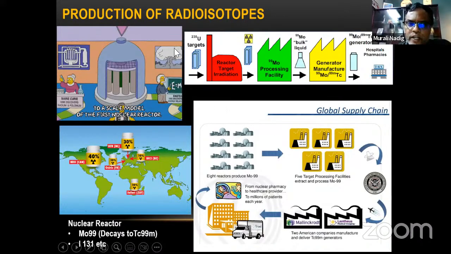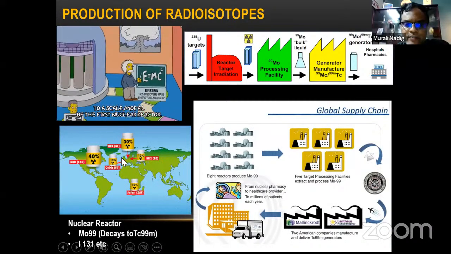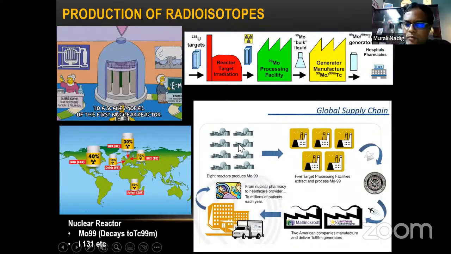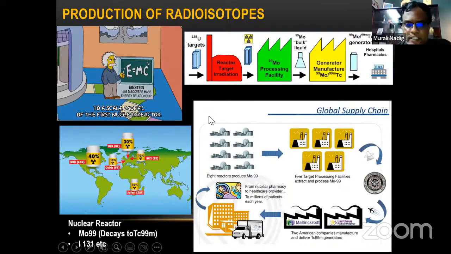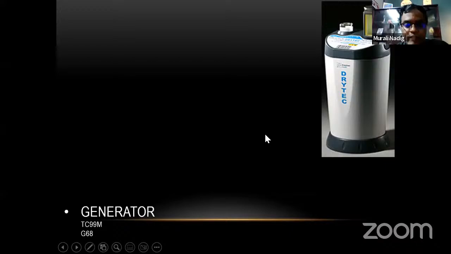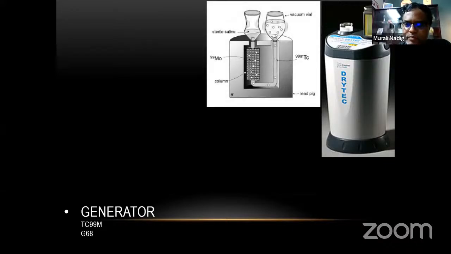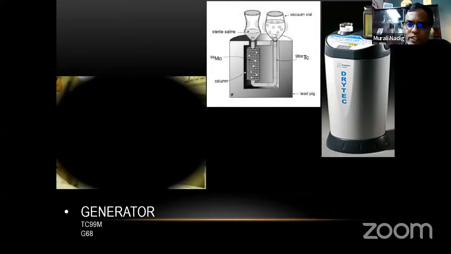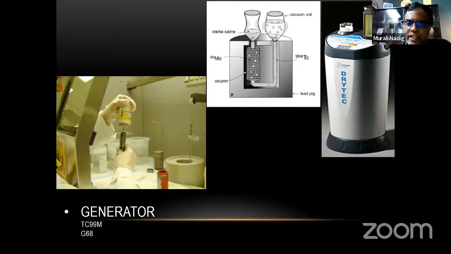Now, this is also important: production of radioisotopes. They are produced either in a nuclear reactor or in cyclotrons. All over the world, there are only five sites where the bulk of the radiotracers are produced. Since we have very limited sites, whenever they go for maintenance we have a shortage of supply, and even during the Ukraine war there were supply chain disturbances. This is important, because when clinicians know it and empathize with us, it is easier for us to explain to the patients.